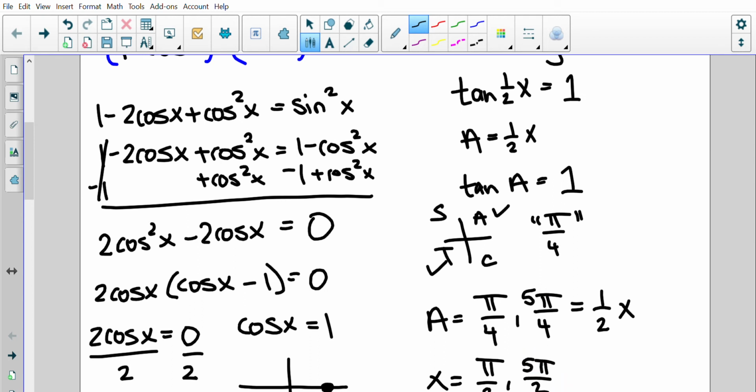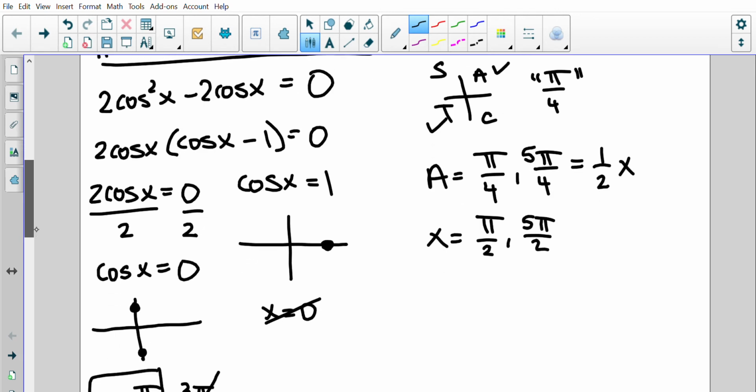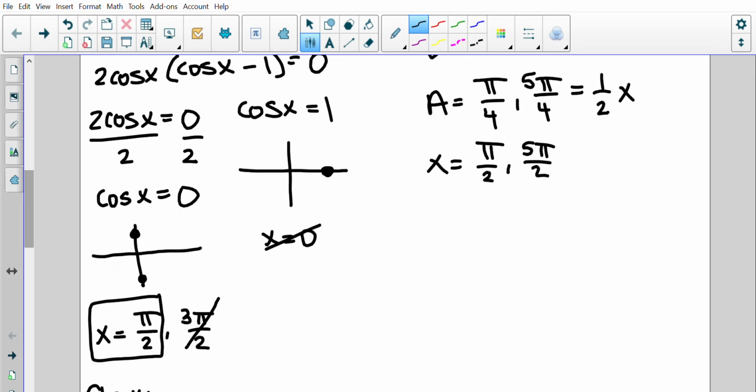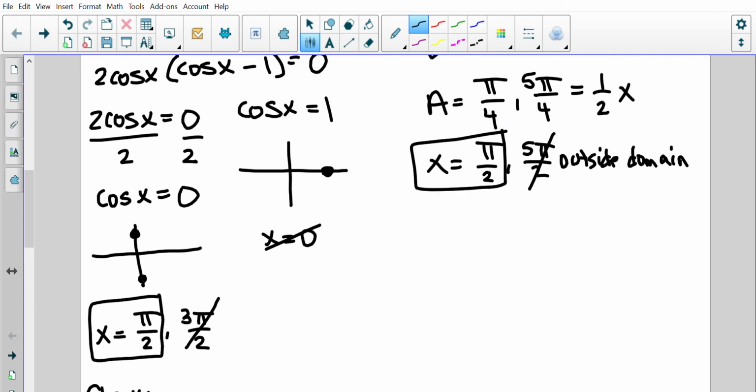But keep in mind, because I was noticing in some of the homework you guys didn't take your domain in mind. Again, remember in the end, you always have to stay between 0 and 2 pi. Well, 5 pi over 2 is beyond 2 pi, right? Because if I had a common denominator of 2, 2 pi would be 4 pi over 2. So 5 pi over 2 is going to be over that. So we have to reject this because it's outside the domain. And again, we only get one answer of x equals pi over 2. And then we're done.